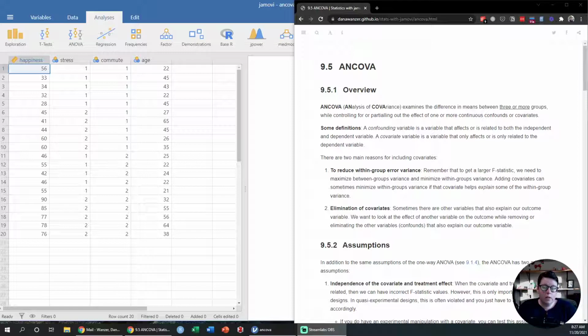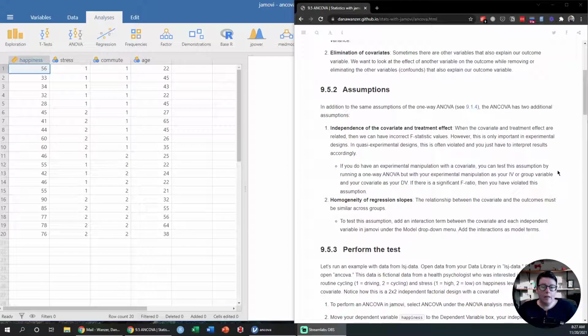So why would we include covariates? There might be two reasons. One is to reduce the within group error variance, that will help us increase the F statistic to make things more statistically significant. And we also just want to eliminate other explanations for what could affect the DV. So maybe we don't care about the effect of the covariate. We want to parcel that out. So those are two reasons why we might include that in our ANCOVA analysis.